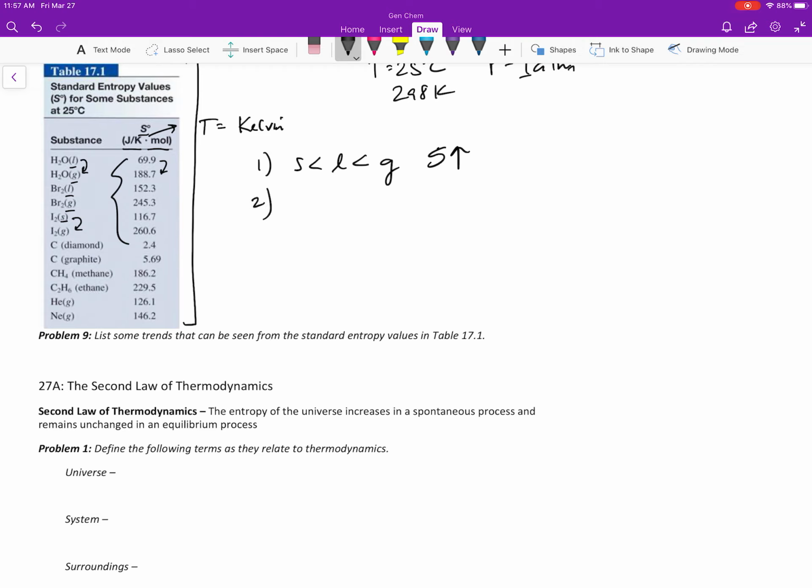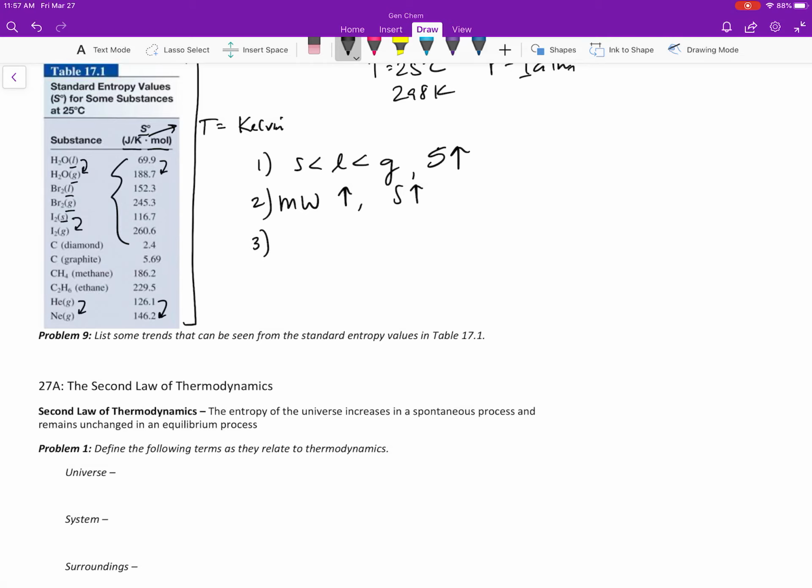So that's one. The second is that as our molecular weight increases, so it becomes heavier, the entropy is also going to increase. So comparing neon and helium, helium is much lighter than neon, and its entropy value is also smaller than neon.